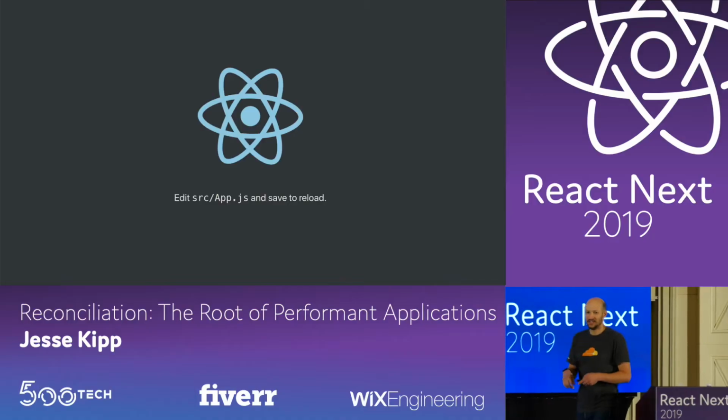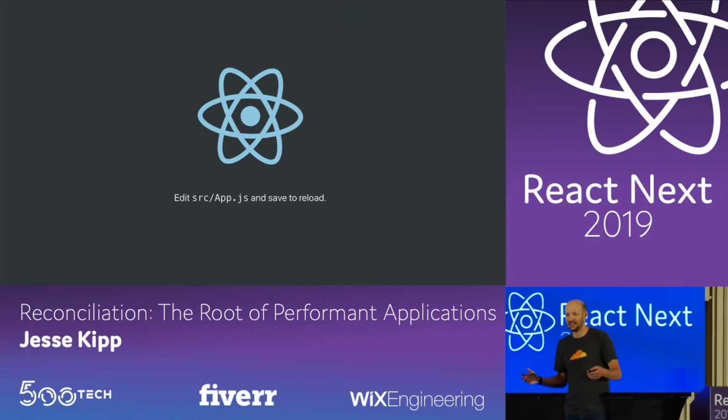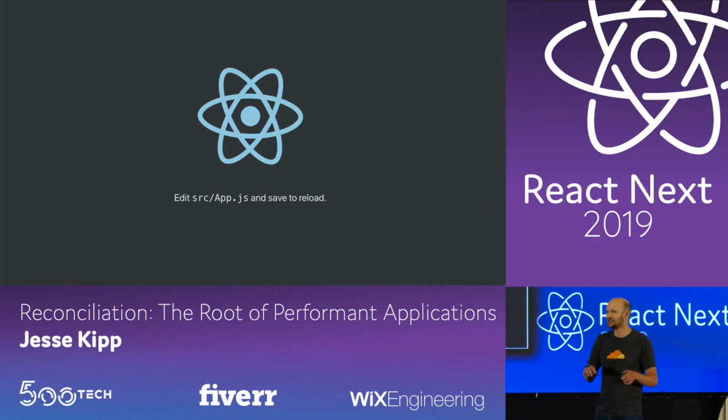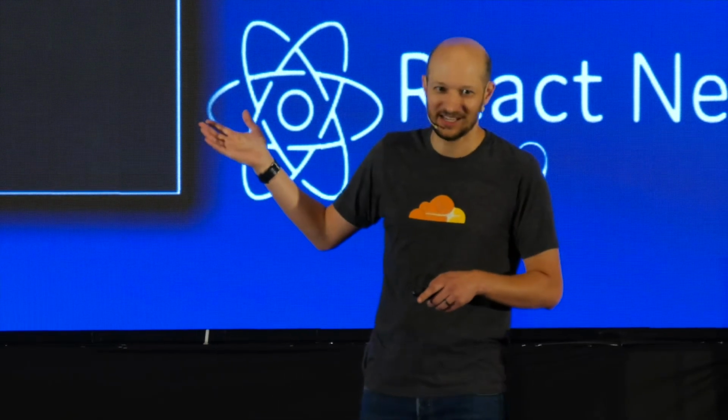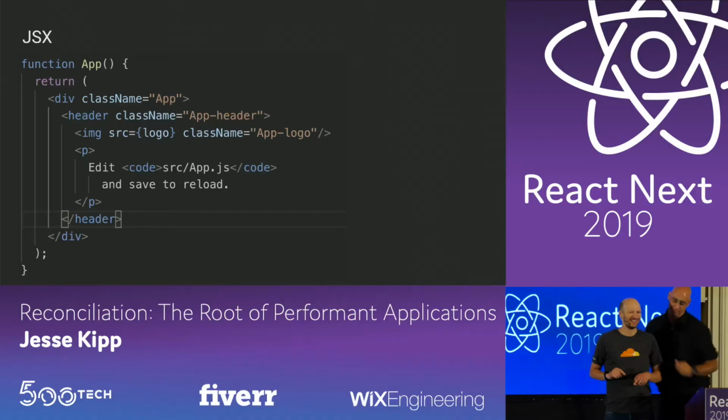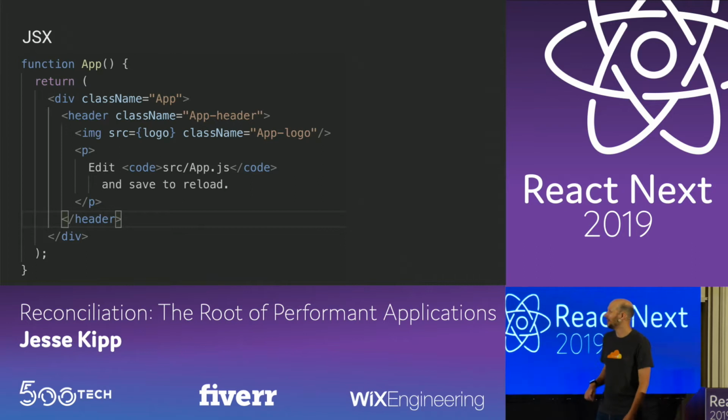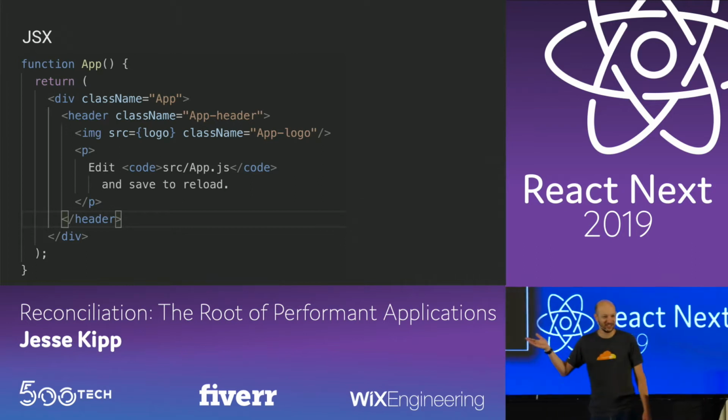So let's open up our command line and type yarn create react app. And we get an app that looks something like this. I deleted a couple of things for the sake of making it even shorter. This is what our app looks like in JSX.